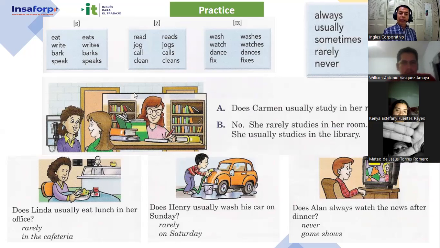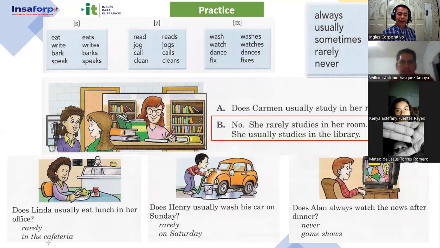No. Okay, William, me va a seguir esta línea, mire. Ya le digo. Aquí, esto. No, pero en lugar de decir, bueno, sí va a decir rarely, ¿verdad? Aquí está rarely, ¿ve? Rarely in the cafeteria. Entonces, no, she rarely eats lunch in her office. She usually has lunch in the cafeteria, ¿ok? Vamos a ver si podemos.